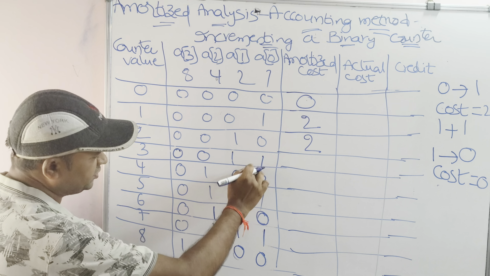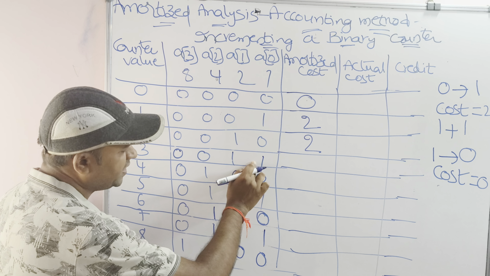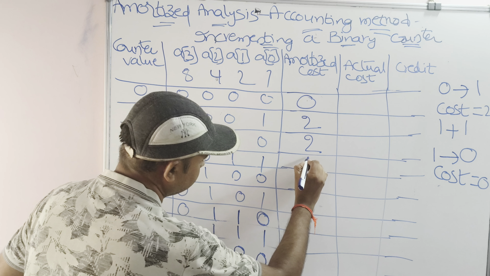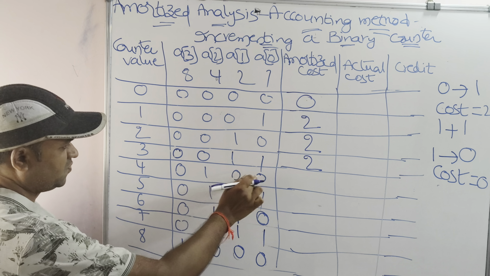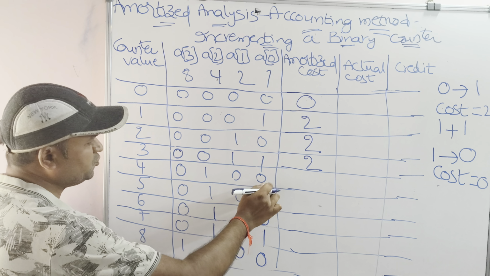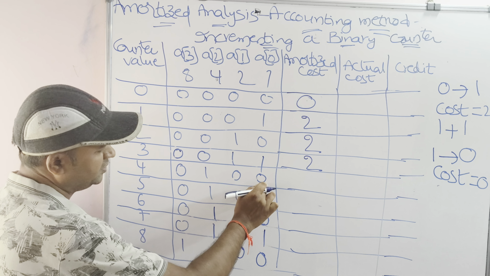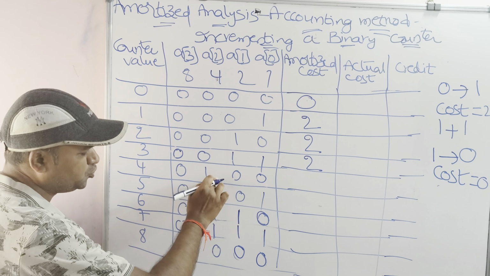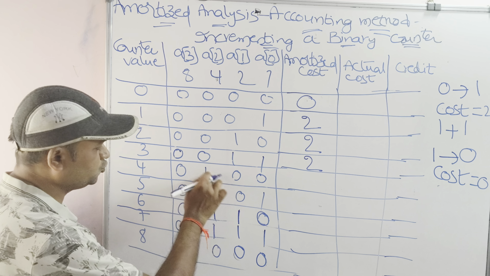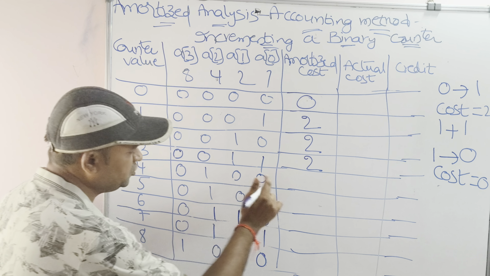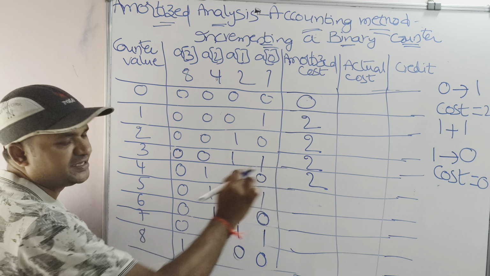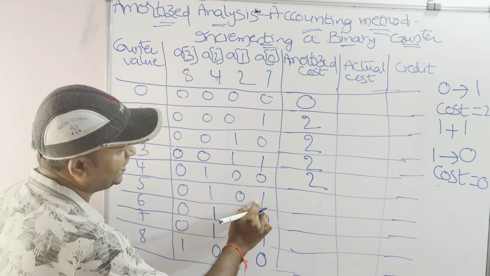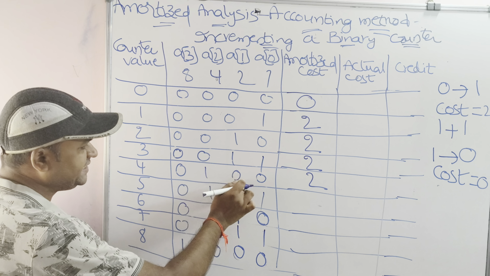Next, let us assign the cost for counter value 3. So check from 2 to 3. So 0 to 1 means amortized cost is 2. Remaining 3 bits same. Next, 4. 4 means 3 to 4. So 1 to 0, cost is 0. 1 to 0, cost is 0. 0 to 1, amortized cost is 2. 0, 0 same bits. Next 5 means 4 to 5. 0 to 1, cost is 2. Remaining 3 bits are same.